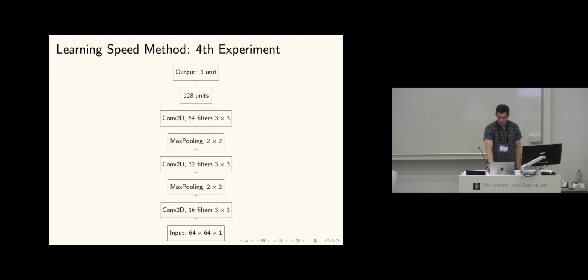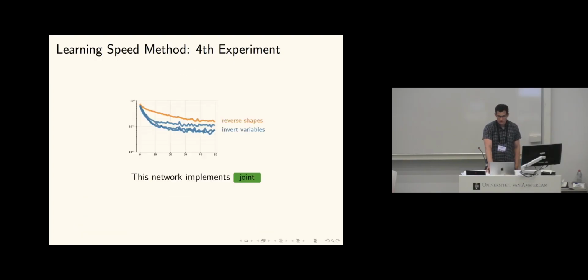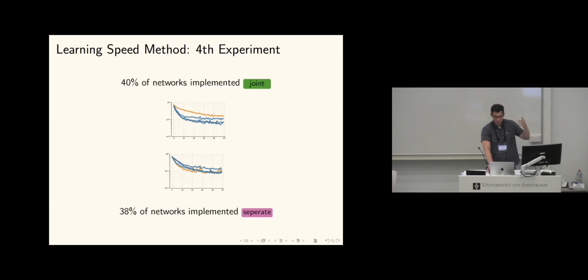So we trained 60 convolutional networks. We found some networks found the reverse shapes fine-tuning function much harder, so in our analysis, they implemented joint detectors. We found other networks that found them just as hard, so in our analysis, they implemented separate detectors. And overall, we found 40% and 38% of the networks were categorized as either having joint shape detectors or separate shape detectors.